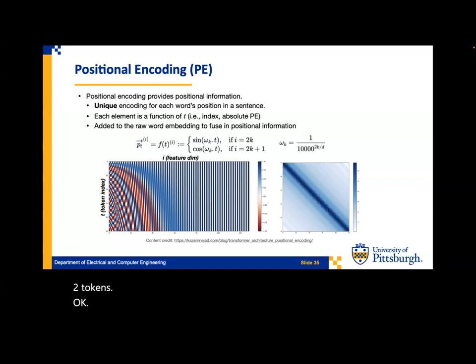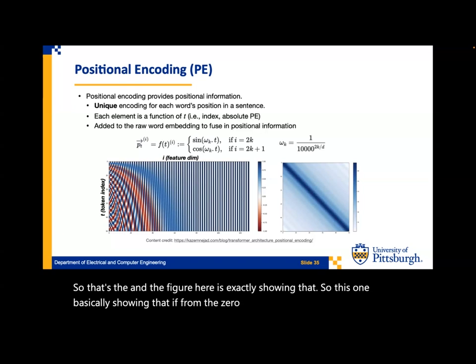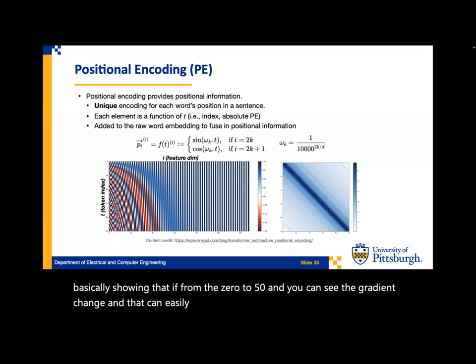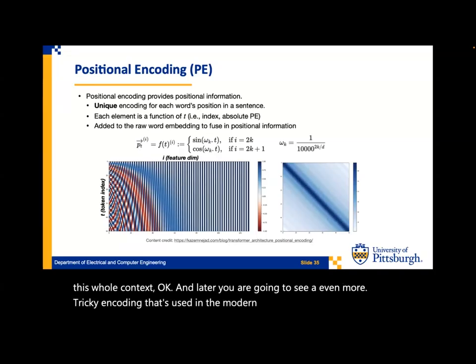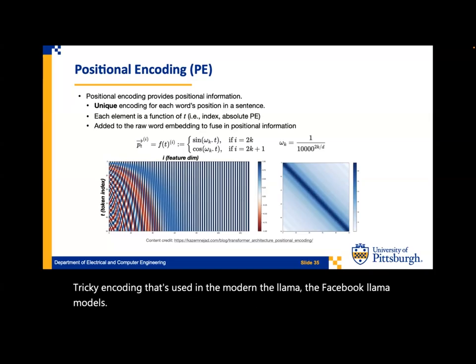Okay, so the figure here is exactly showing that. It shows that from 0 to 50 you can see the gradient change, and that can easily calculate the relative distance between any two tokens in this whole context. Later you are going to see an even more tricky encoding that's used in the modern Facebook Llama models. But that's how we are designing the positional encoding.